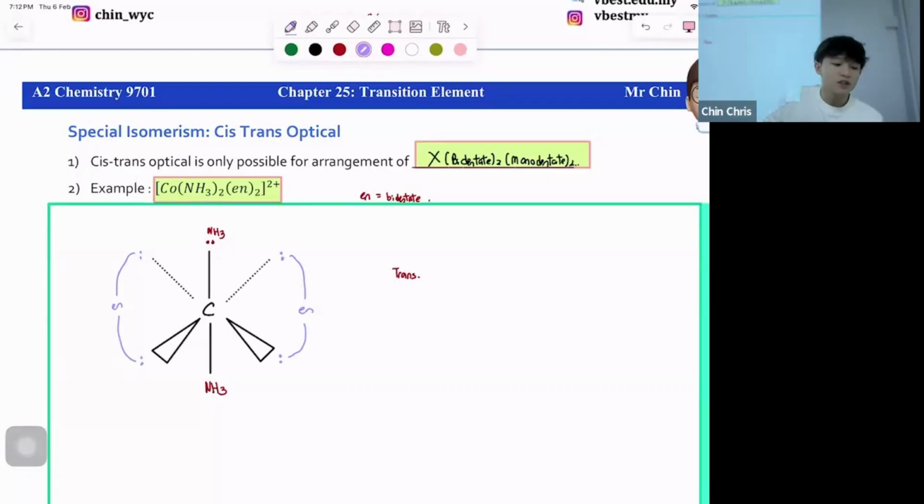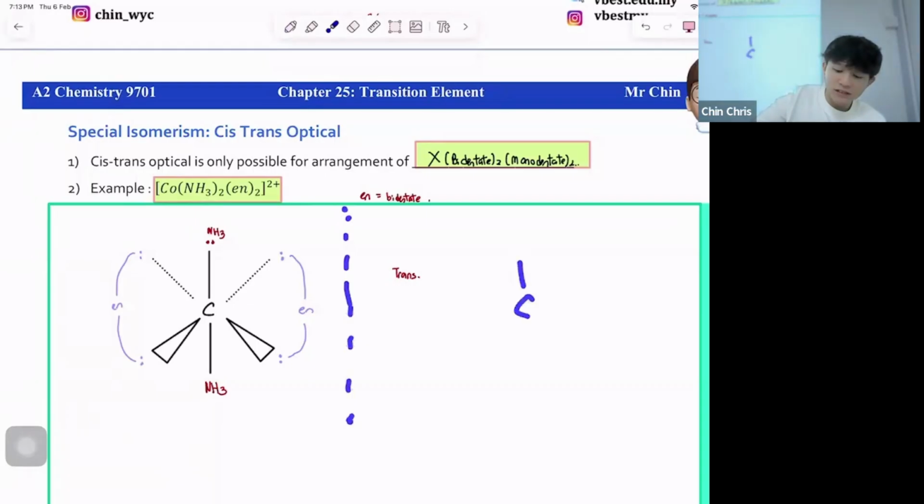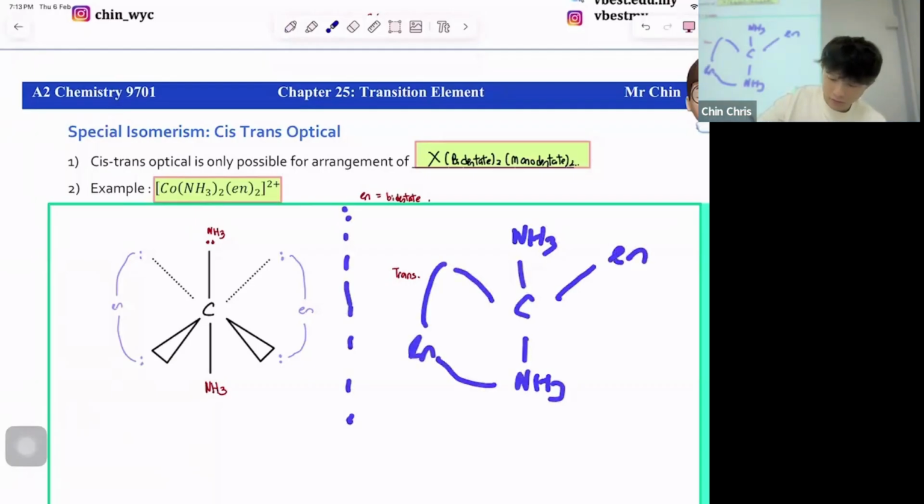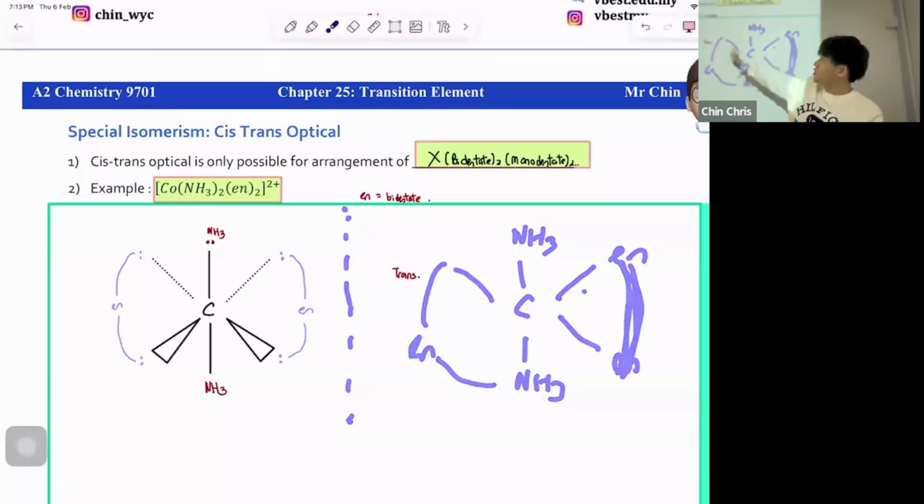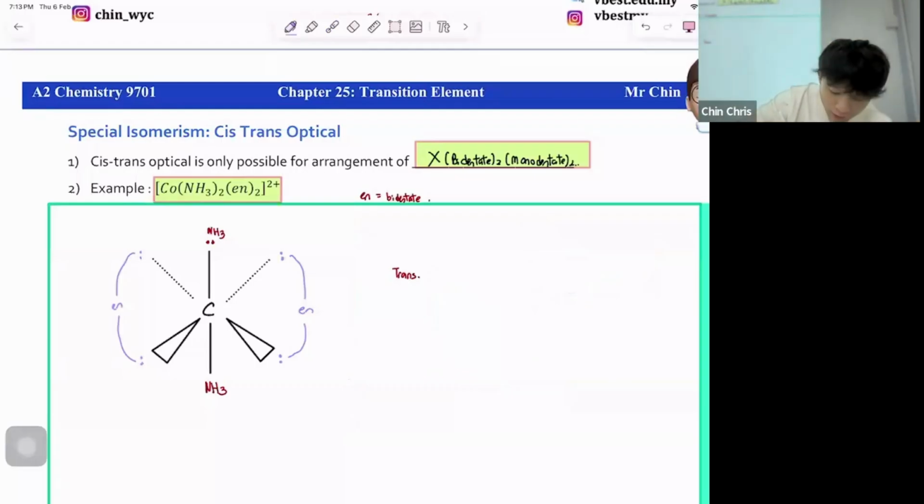Alright, then guys, I have a question. First, is there any optical isomer for this compound? Can you mirror this? No, right? When you try to put a mirror, do you see that it's basically the same thing? So guys, for a trans, I want you to put a remark here: no optical, or you can mention no mirror image.